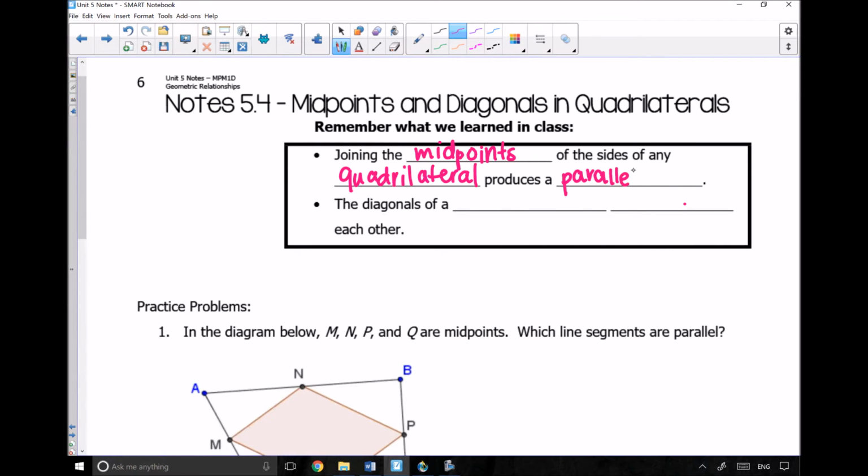Now, not necessarily a rectangle or a square or a rhombus, but I know for a fact that it's going to be a parallelogram. Okay, so that's one important thing that we learned in class, and we'll draw a picture of that on our paper so we can see what's going on. A random quadrilateral looks like this. When I connect all of my midpoints, I end up getting a parallelogram.